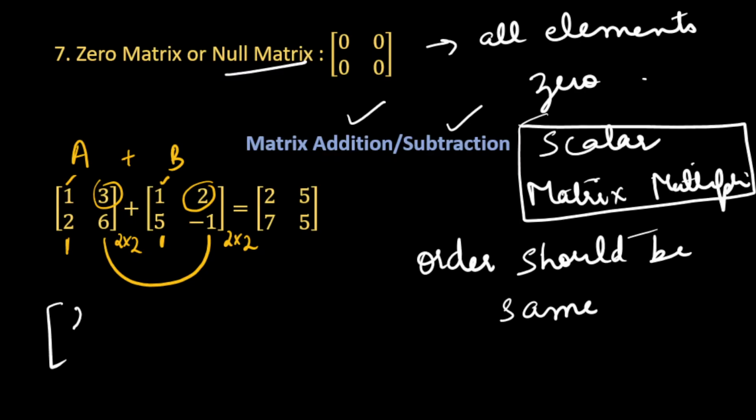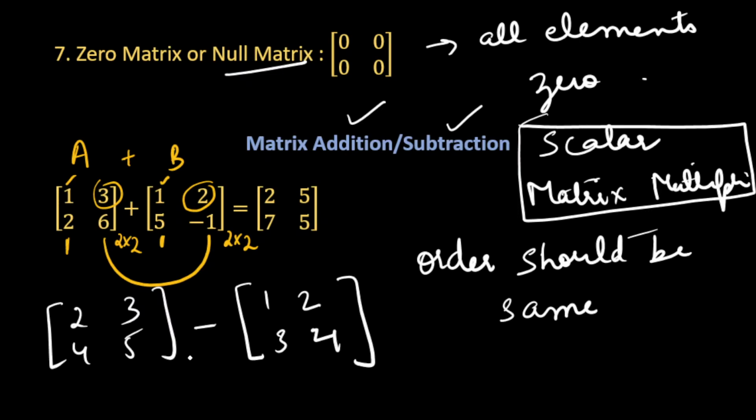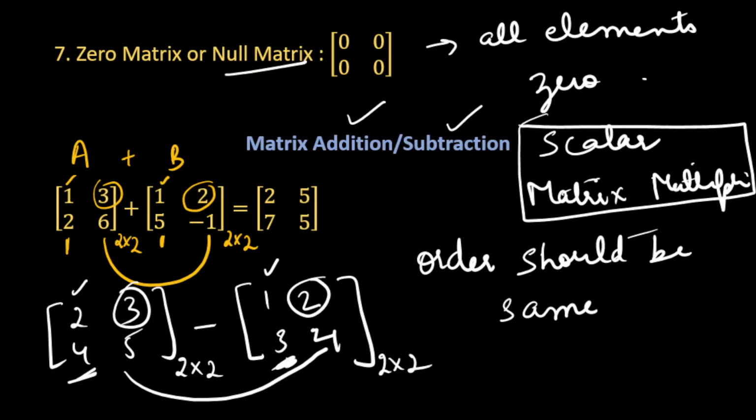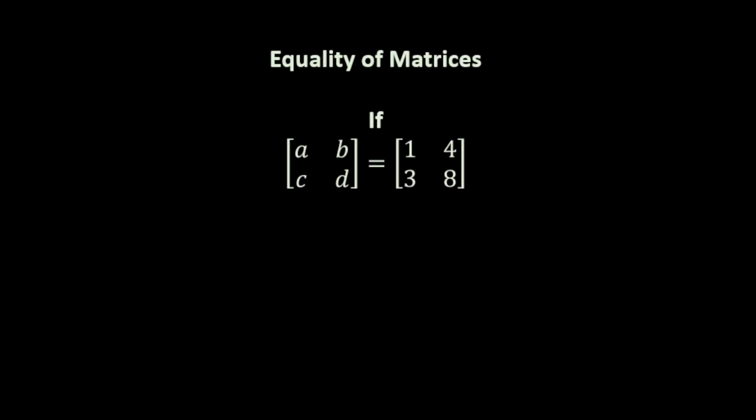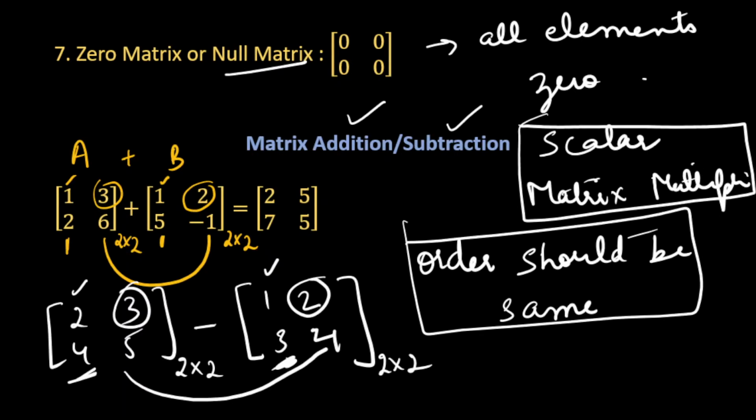Suppose I have this matrix 2, 3, 4, 5. If I have to subtract another matrix from it, we do it the same way. First of all we check the order, and here it is the same. Then this element is subtracted with this one, and so on for each corresponding element. So the order should be the same for addition and subtraction of two matrices. Matrix multiplication and scalar multiplication I will teach while doing questions.